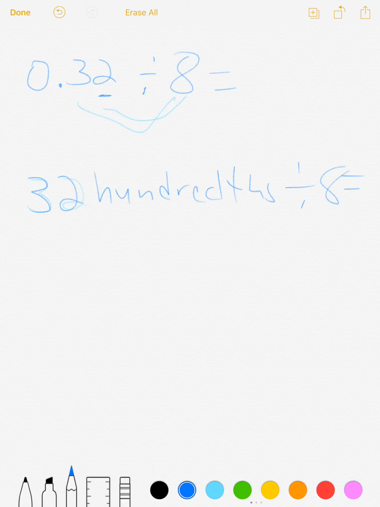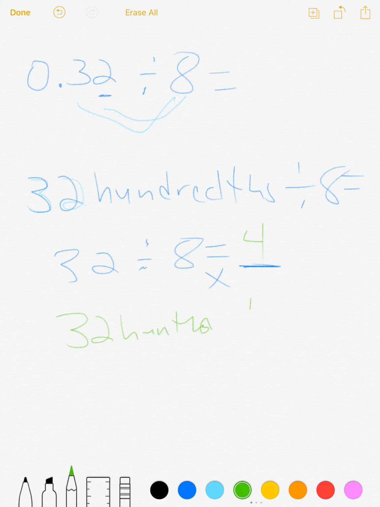So here 32 divided by 8 really means what number times 8 will give us 32? I'll let you think about it. And I hope you said 4. Okay, 4 times 8 equals 32. So 32 hundredths divided by 8 equals 4 hundredths.